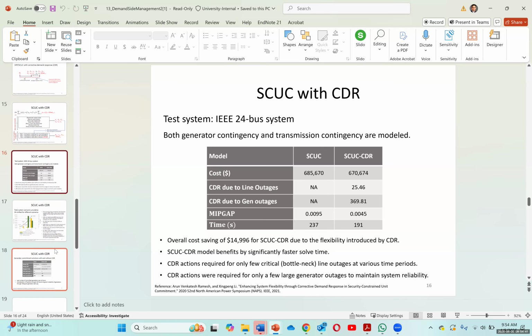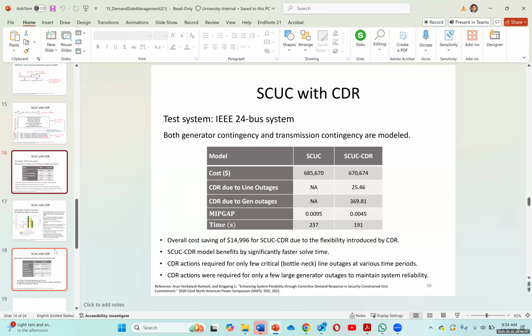This SCUC CDR model benefits by significantly faster solve time. The CDR action required for only few critical bottleneck line outages at various time periods, and the CDR actions were required for only a few large generator outages to maintain system reliability. And as you can see, the overall cost saving is almost $15,000, or, to be exact, 14,996 for the system with the CDR. And this is another graph which shows the SCUC with CDR.